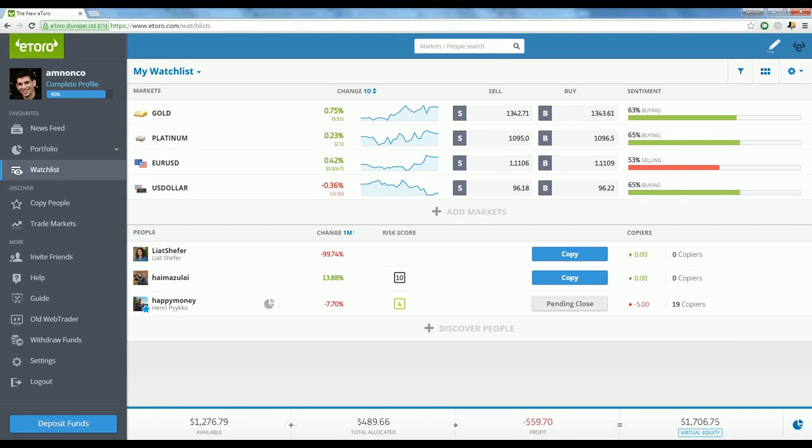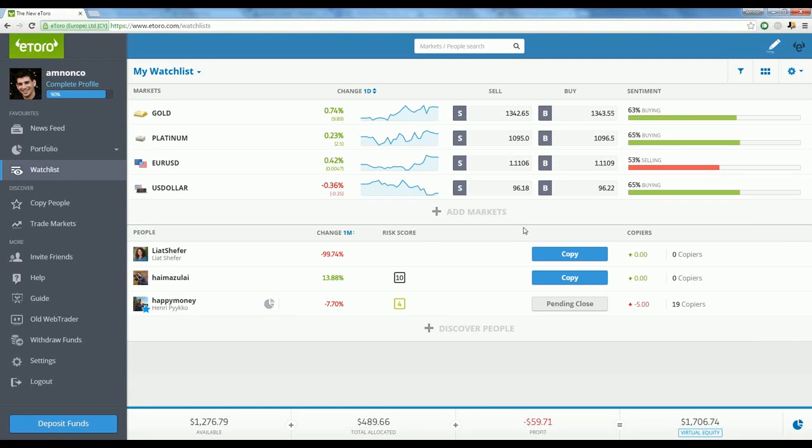So, hi everyone. As Annie mentioned, my name is Amnon, and I'm one of the product managers at eToro. And I'm going to walk you through a few new features that we launched recently. The first feature is one of the most expected and asked for features in a very long time. It's the trailing stop loss.